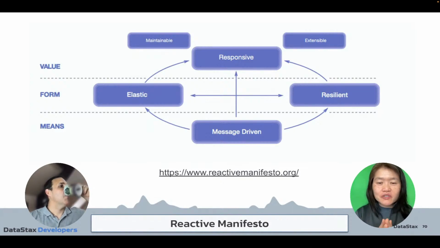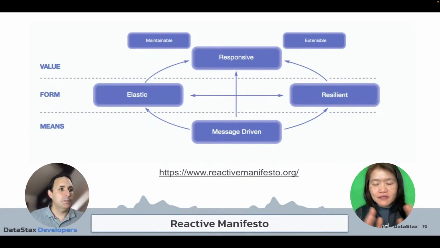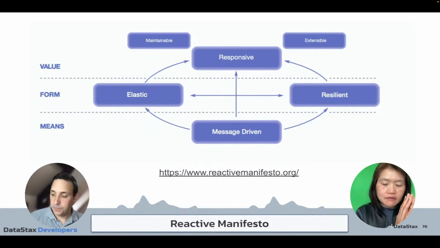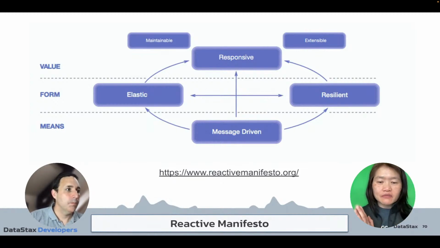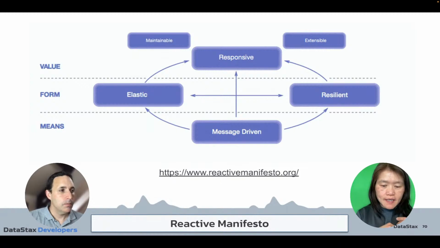So if you're new to reactive, just to point out, there's a difference between reactive programming and reactive systems. The programming part is more with the program itself, utilizing a functional style in Java, right? The functional style of programming to implement the reactive. But when we get to reactive systems, we're dealing with systems as a whole.